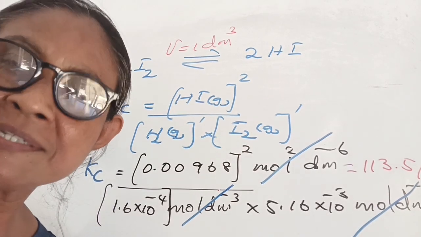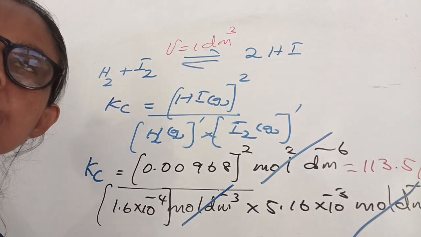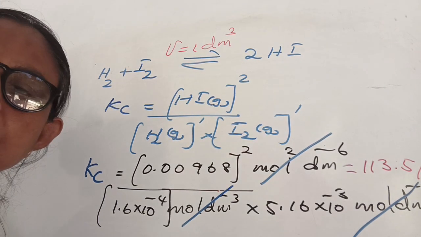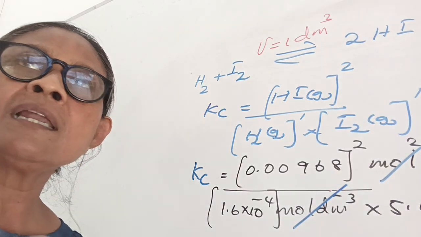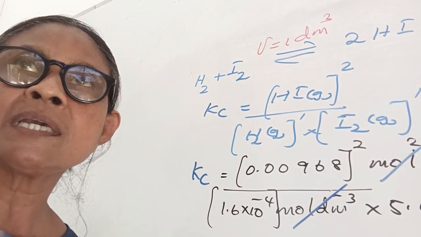I hope you understood how to get the data clearly, substitute into the Kc expression, and solve questions including the units for Kc.